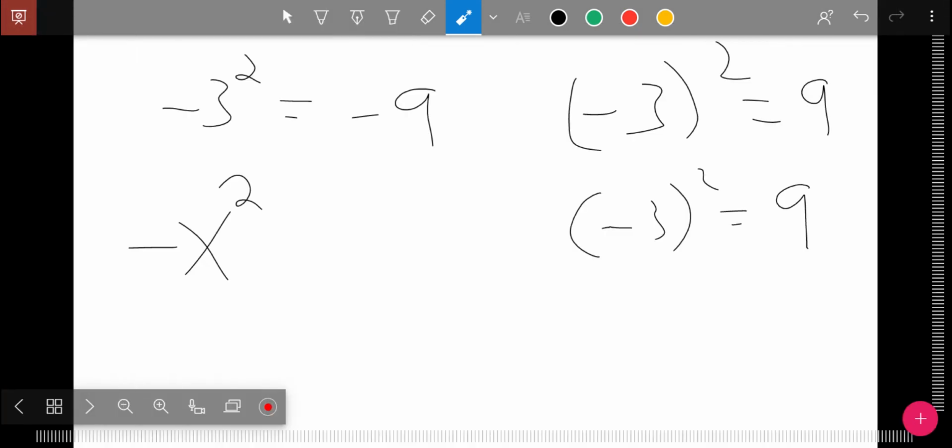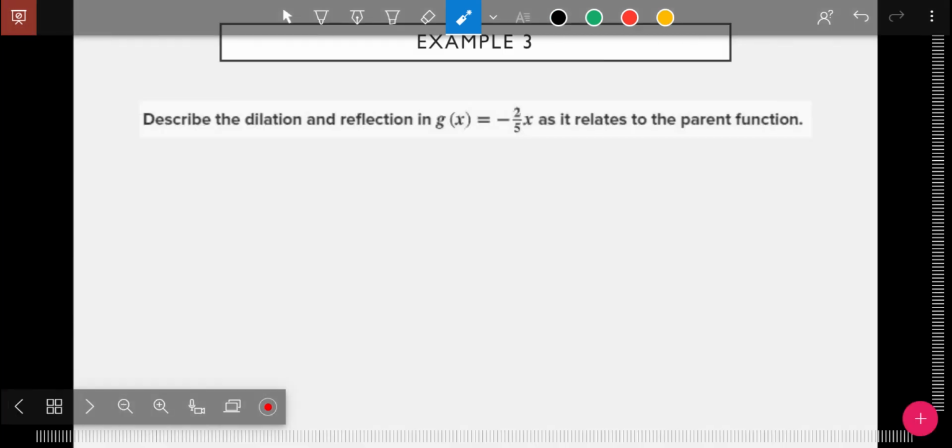This was something I went over in class, so just a quick show you, -3 squared, the negative's not inside parentheses, so the answer would be -9. (-3) squared, the negative is inside parentheses, so the answer is +9. That was just answering a question in class. I left the slide there.